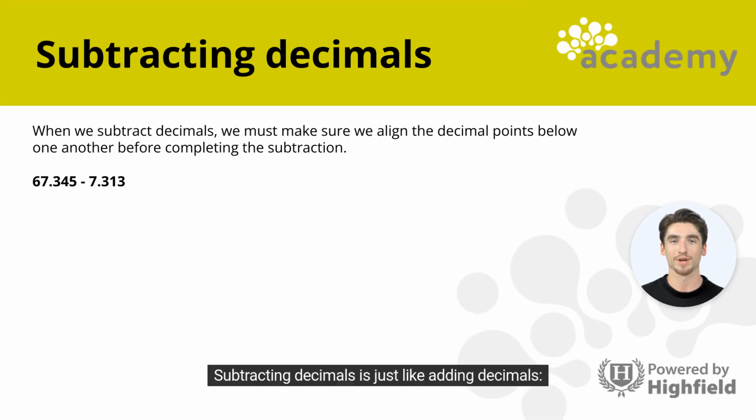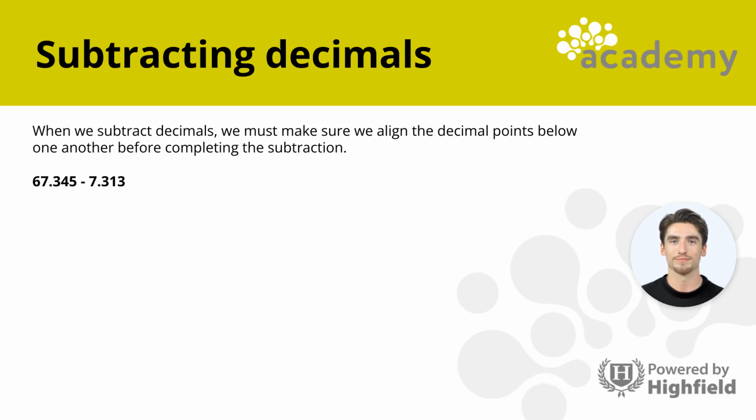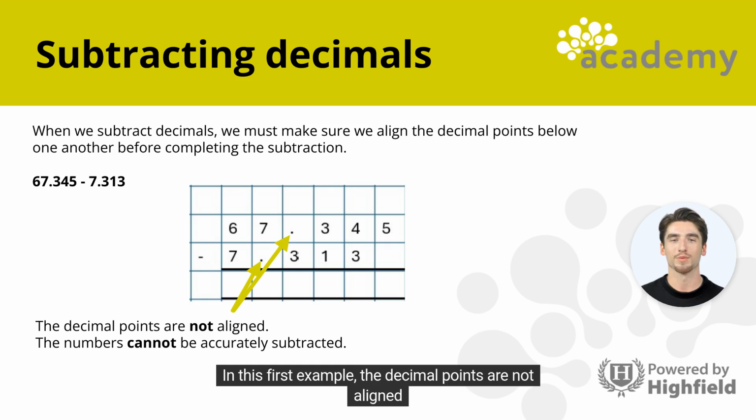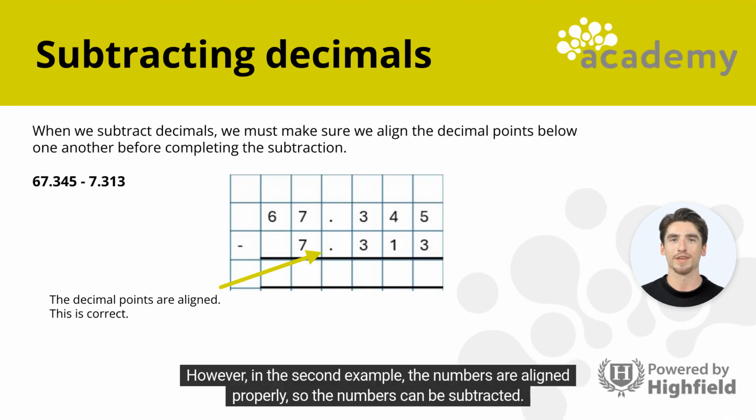Subtracting decimals is just like adding decimals. You need to make sure the decimal points are aligned one below the other. Then you can perform the subtraction as you would with whole numbers. Let's look at this example. 67.345 minus 7.313. In this first example, the decimal points are not aligned, so the numbers cannot be accurately subtracted. However, in the second example, the numbers are aligned properly, so the numbers can be subtracted.